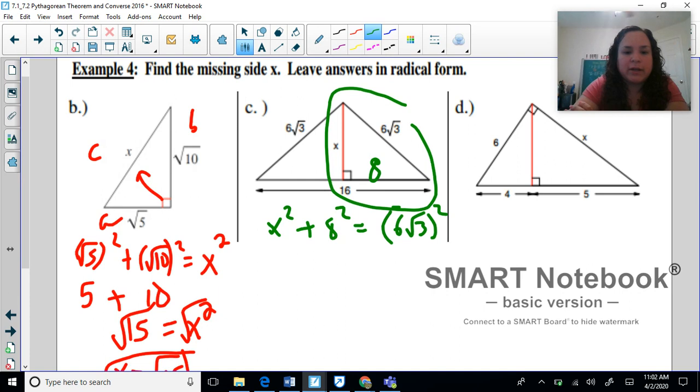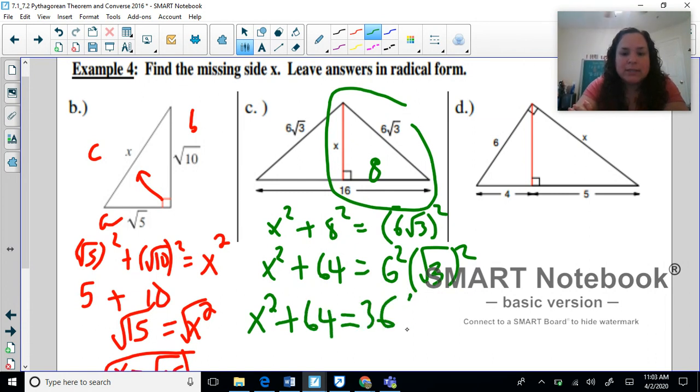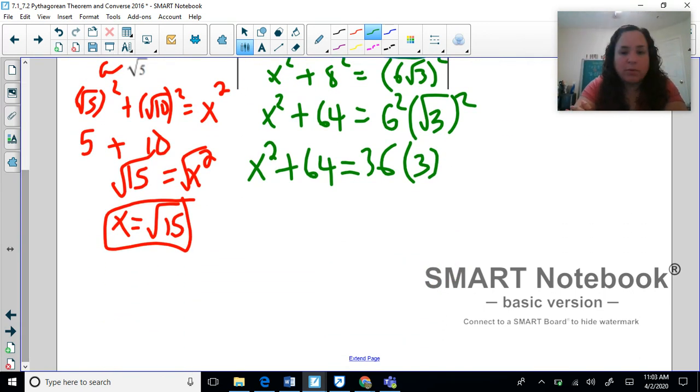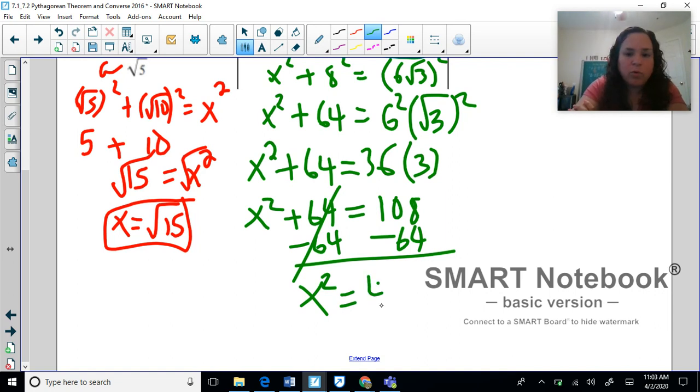So let's go ahead and simplify that. This will become x squared plus 64 equals, now multiply 6 times 6 because we're squaring the 6. We're also squaring the square root of 3, right? So this will become x squared plus 64 equals 36 times 3. When we multiply 36 times 3, we're going to get 108. Bring down x squared plus 64. Subtract 64 from both sides. These go away. X squared will equal 44.